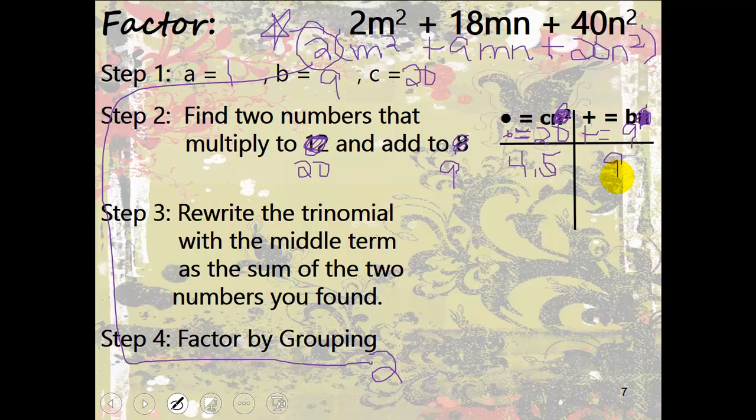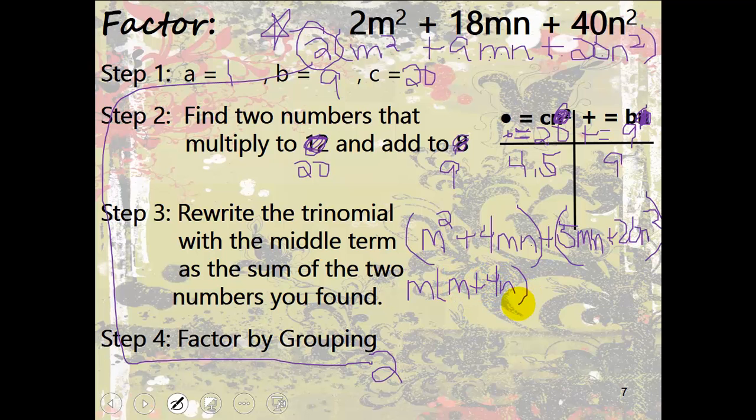So I'm going to go m squared. Now instead of writing 9mn, I'm going to go plus 4mn plus 5mn. See, I just changed the way it looked, but I haven't changed its value. Plus 20n squared. And now I'm going to group, and I'm going to factor out an m from the first one, and I get m plus 4n. Then I'm going to factor out a 5n, and I get m plus 4n. And see how I have a match here?